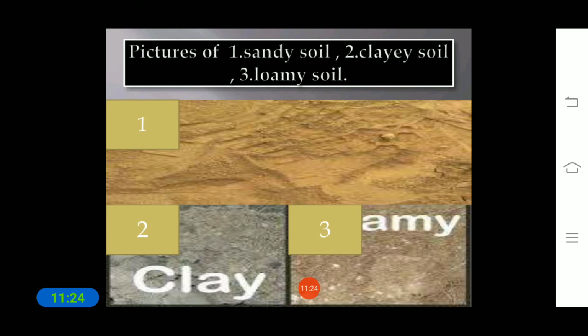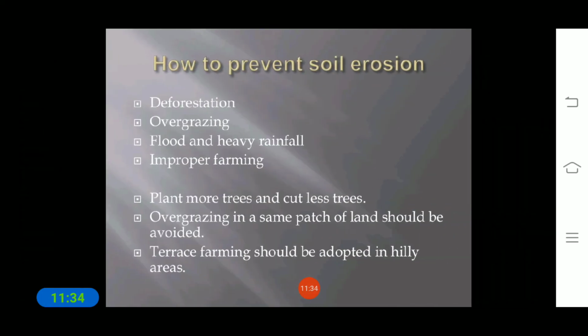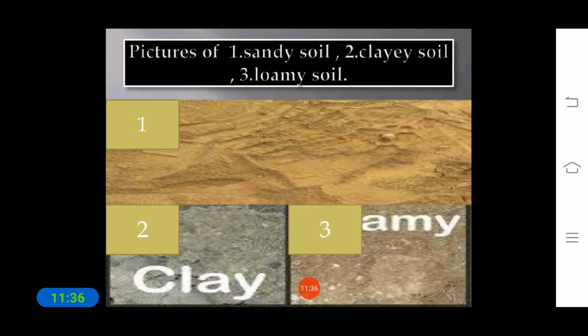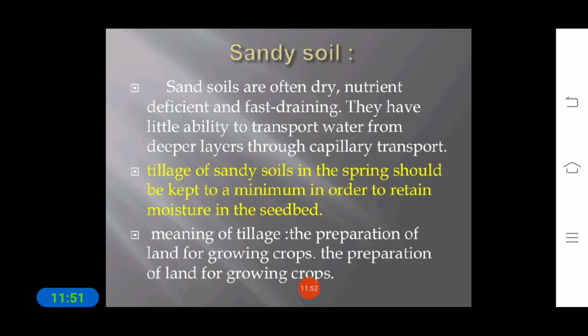Here is the picture that shows the different types of soil: sandy soil, clayey soil and loamy soil. These are the different types of soil that we have discussed. Sandy soil is not used in farming, but we can convert it through tillage, as we have discussed. By doing tillage of sandy soil, we can make it usable for growing plants.